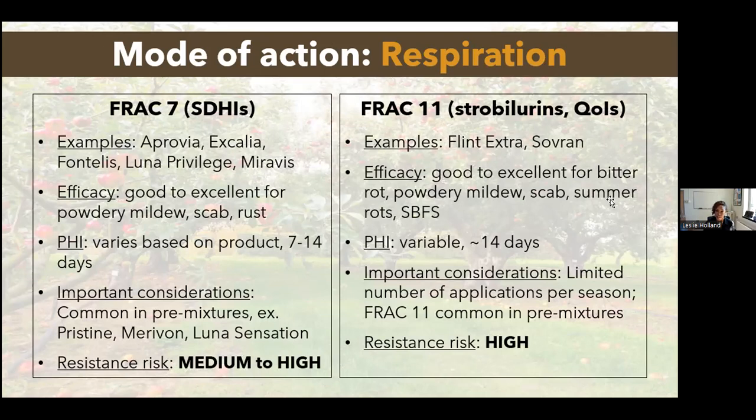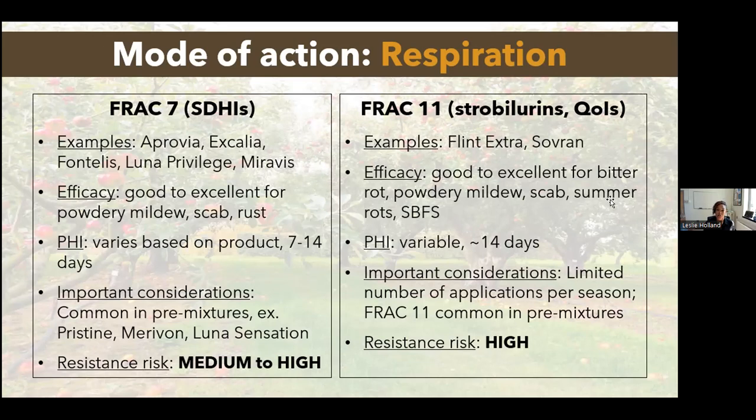We didn't talk about rust fungi. We can certainly talk about them later. They sometimes are an issue in orchards, but they tend to be well managed with a lot of the control products that we currently use that are targeting other diseases. The PHI for these products is going to vary, but anywhere from 7 to 14 days.